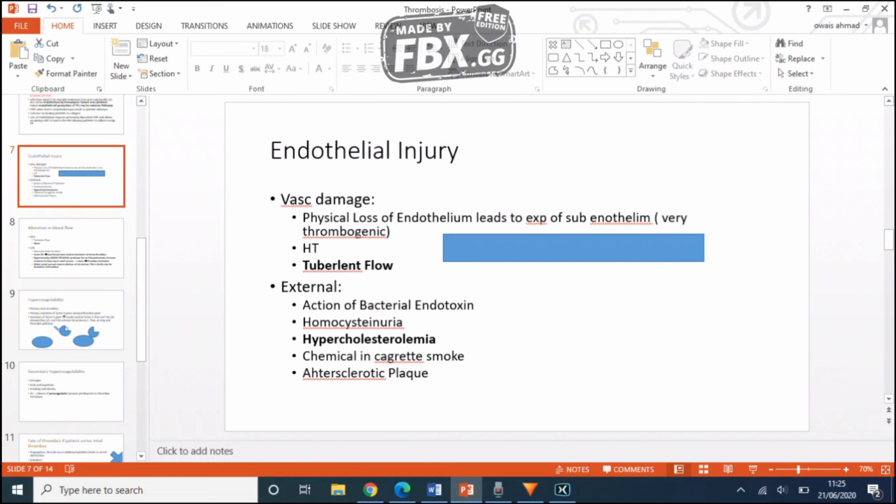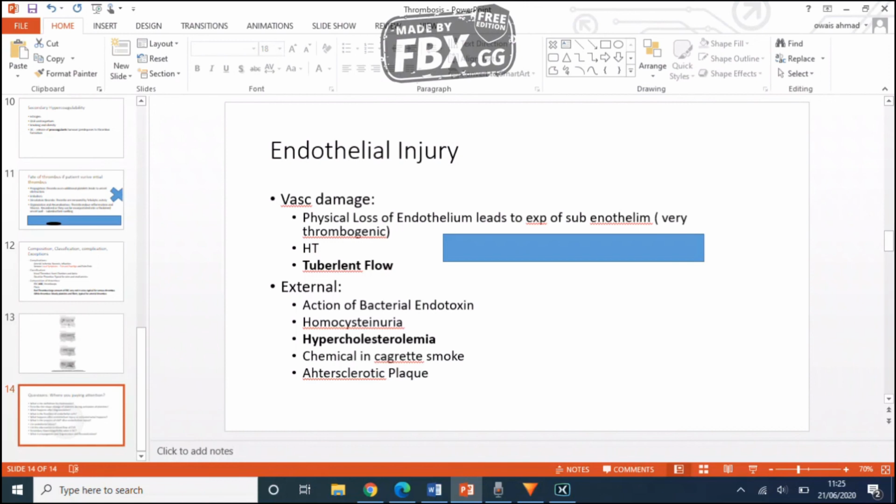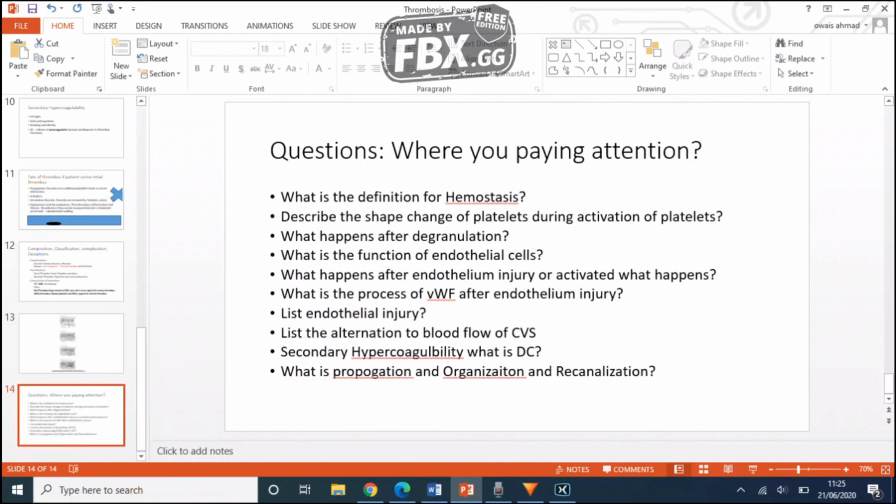Then the remaining 3: atherosclerosis itself, and there can be obesity and cigarette smoking. And the last one is cholesterol. Yep, simple.